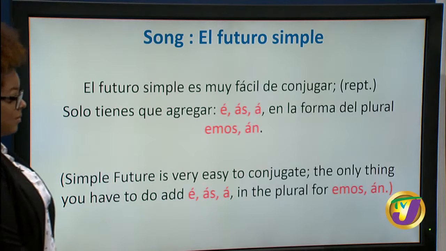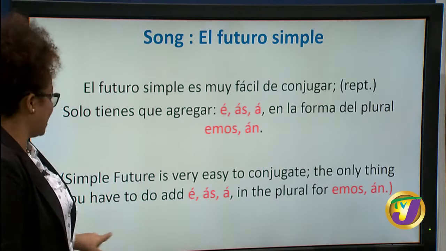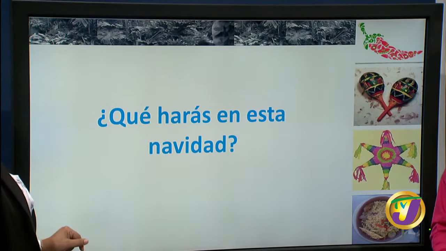For example: Yo visitaré a mi familia. Right. Yo visitaré a mi familia.